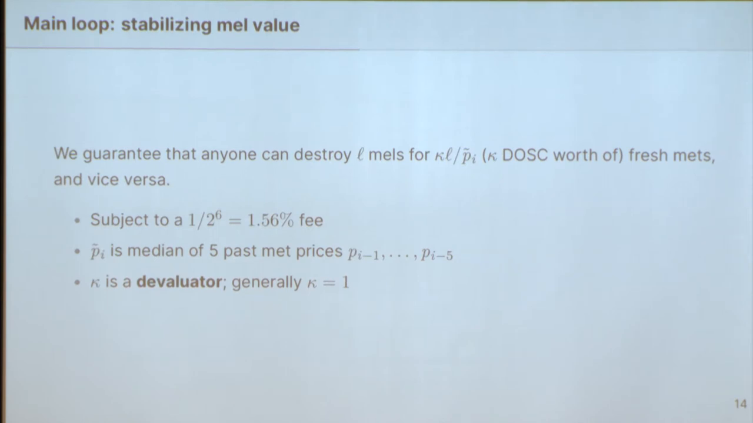We can then guarantee that anyone can come in with a certain amount of MELs and exchange them for a certain amount of DOSC worth of METs. Essentially, every time someone comes in with one MEL, we exchange it for one DOSC worth of METs, or rather kappa DOSCs worth of METs. Kappa is a devaluator that is usually one. So essentially, this backs each MEL with one DOSC worth of METs that is created on demand, and vice versa.